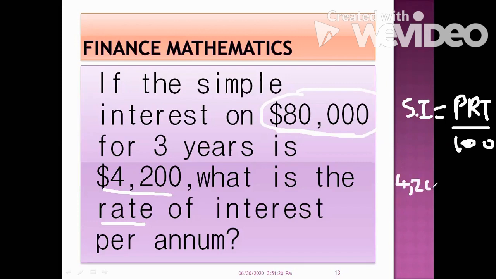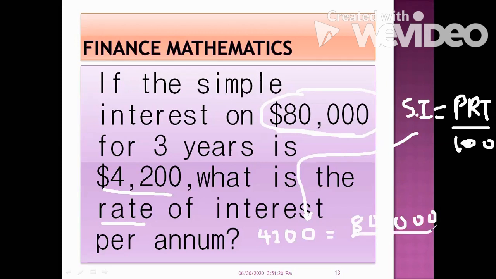Sorry about the space. Hold on. Let me see if I can. So I'm using here. So we have 4,200 equal principal, which is what? 80,000, multiplied by the rate that we don't know, multiplied by time, which is what? 3, all over 100.